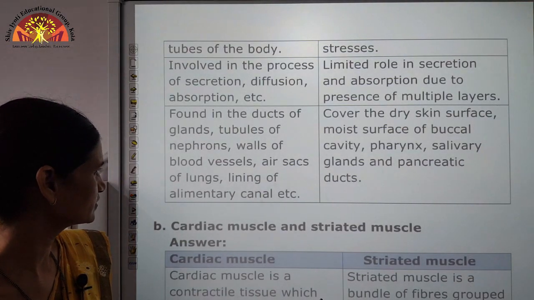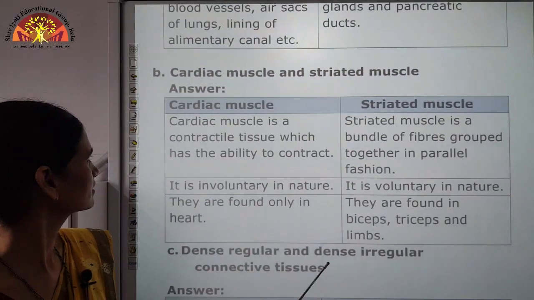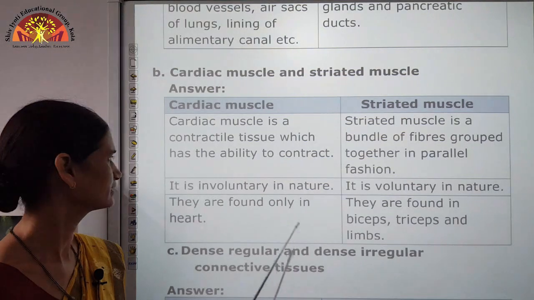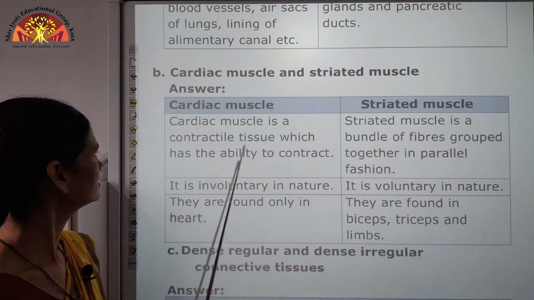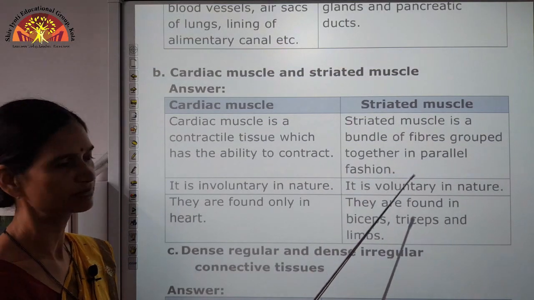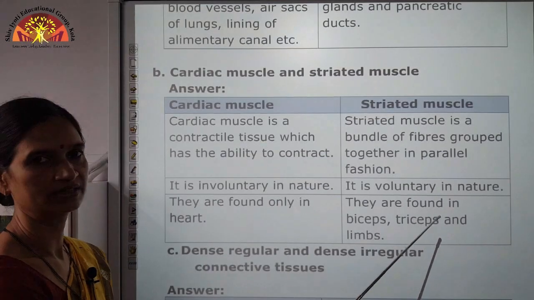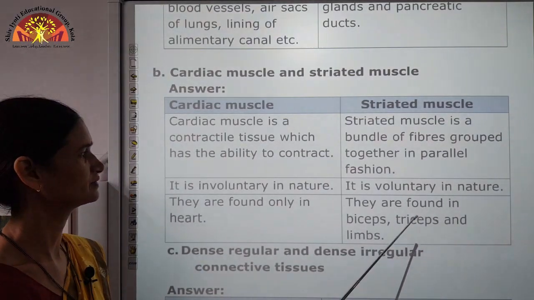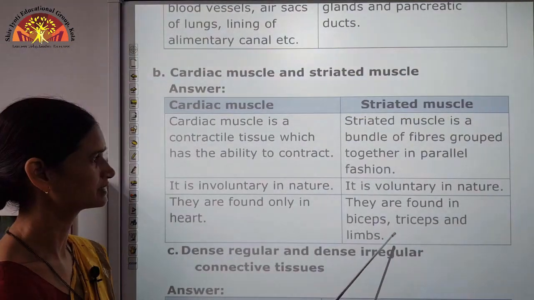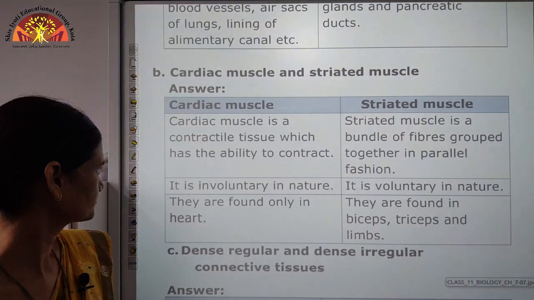Second difference is between cardiac muscles and striated muscles. अभी मैंने आपको समझाया था cardiac muscles are found in heart. They are involuntary हैं, हमारे कंट्रोल में नहीं है, and they have very light striations. जबकि striated muscles में light and dark bands हैं, जिसकी वजह से उसमें striations दिखते हैं. They are voluntary in nature, means हमारे कंट्रोल में है. We can move according to our wish, and they are found in hands and legs like biceps और triceps जो muscles हैं, उनमें ये striated muscles present होती हैं.